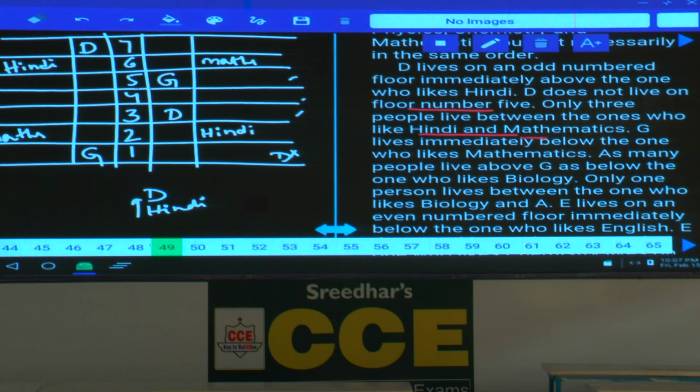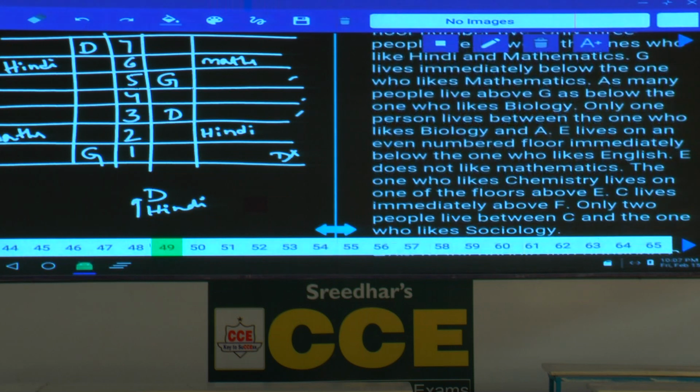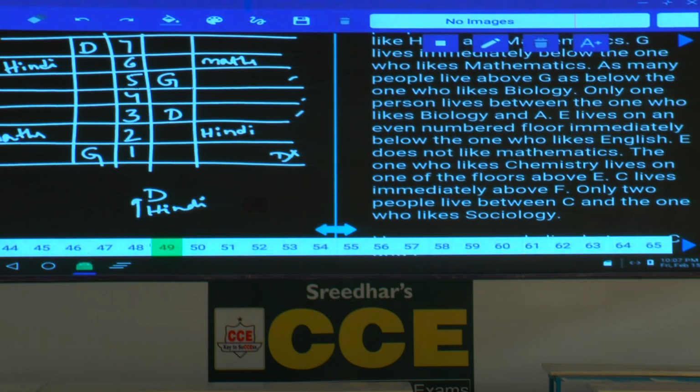G lives immediately below the one who likes mathematics, and as many people live above G as many people are below the one who likes biology, isn't it? Yes, tell me what can you infer from this one? If there is 1 person above this G, there must be 1 person below this biology. If 2 persons are above this G, 2 persons must be below this biology. The number of persons above this G equals the number of persons below the one who likes biology.